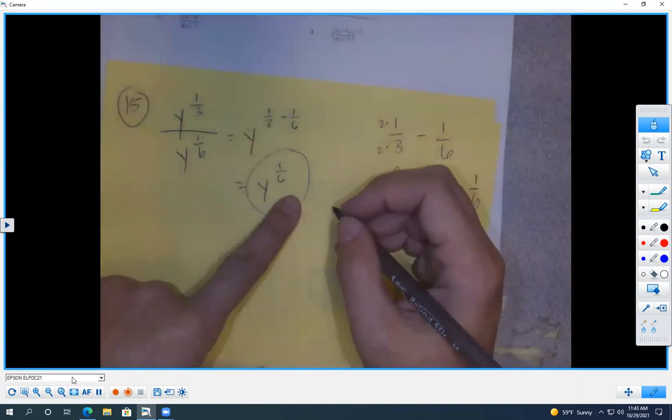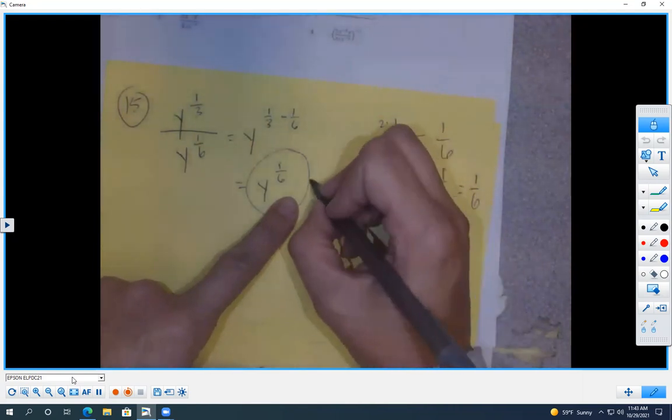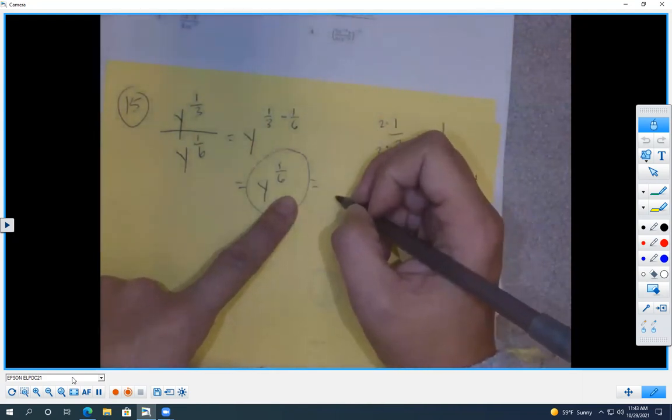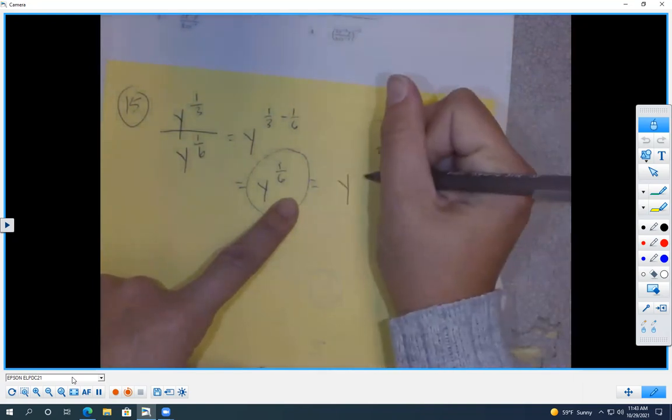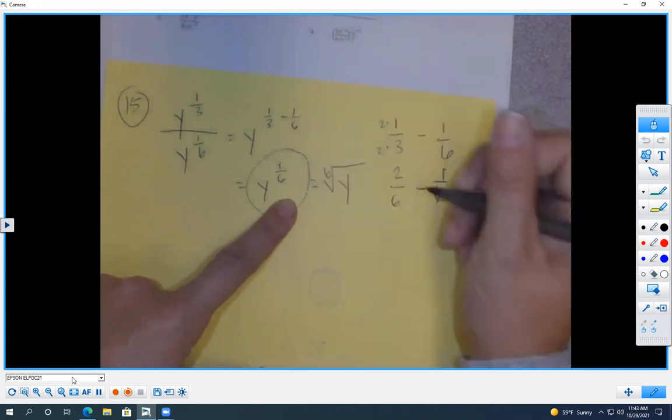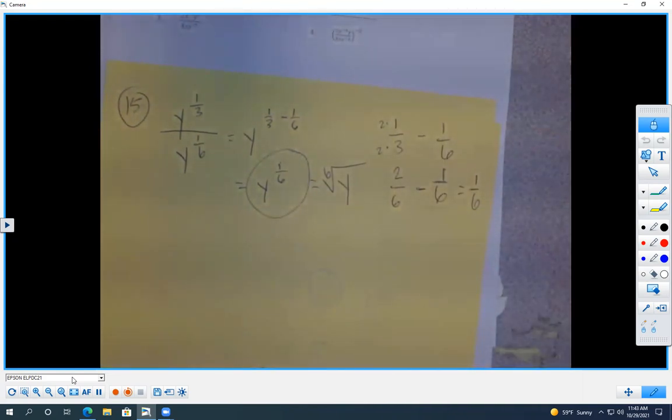How could I put this in radical form though? What would this be written as a radical? The 6th root of y. Uh-huh. What else?